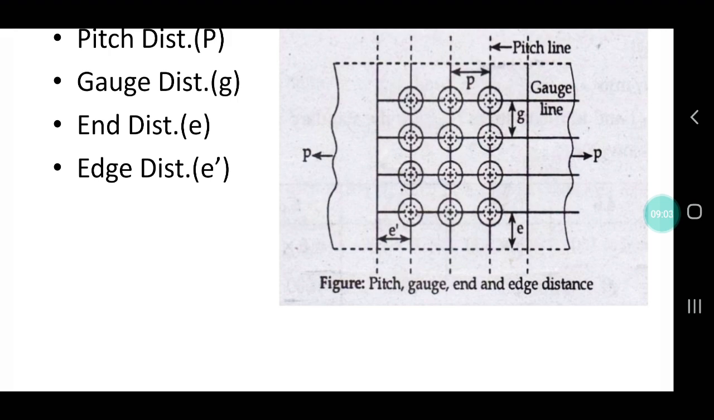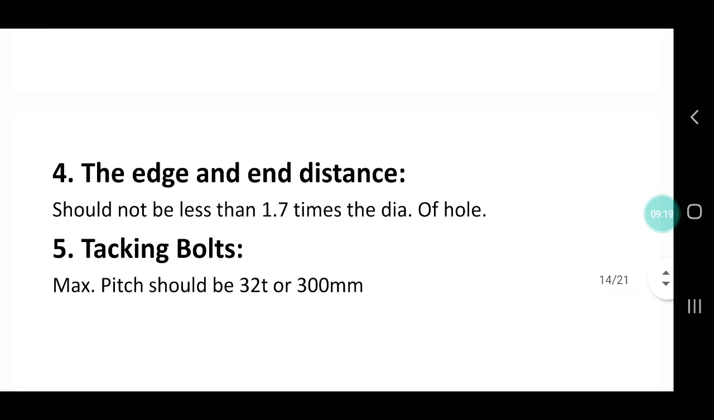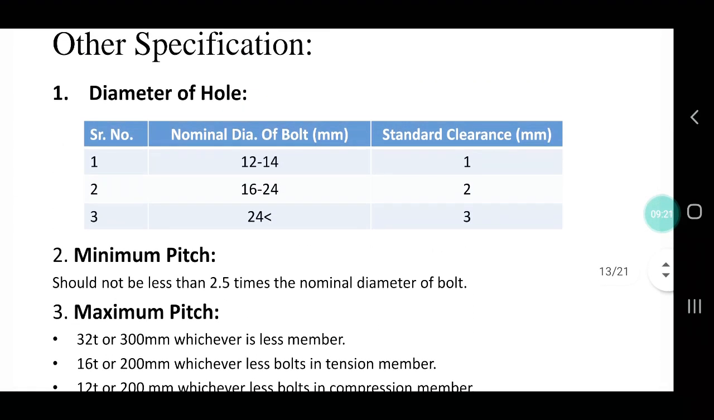In such a situation, if the stress increases, the chance of failure of that area is more than the other areas. So that's why the minimum pitch distance is considered and provided. So what is it? It is 2.5 times the nominal diameter of the bolt.